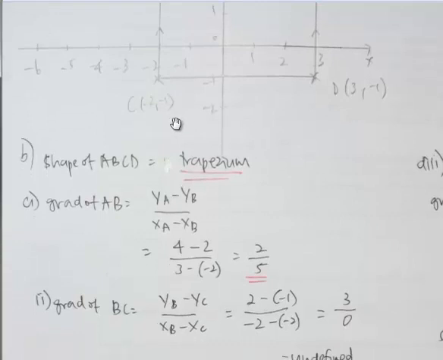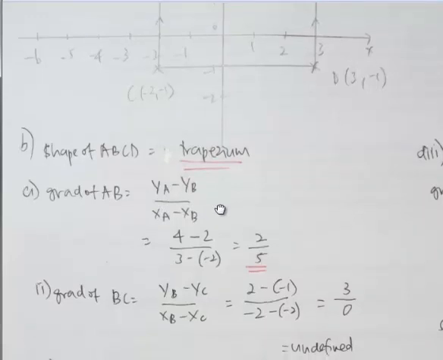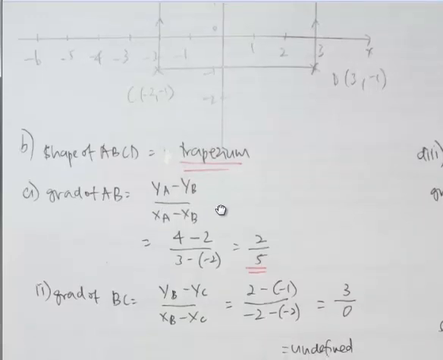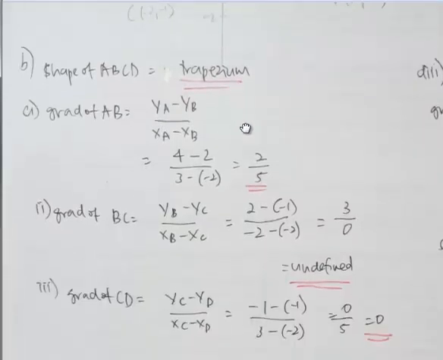Part C1, we have to determine the gradient of AB. The gradient of AB is actually yA minus yB over xA minus xB. So the y coordinate of A is 4 minus the y coordinate of B, which is 2, divided by the x coordinate of A equals 3 and the x coordinate of B equals negative 2. So it's actually 2 divided by 5.